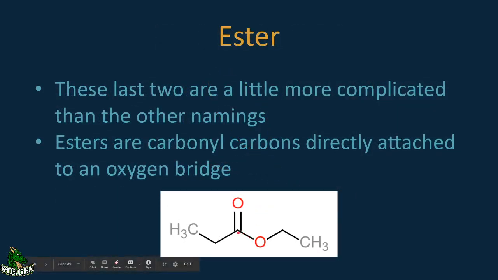Now, if one of those sides is an R group and the other side is an ether and has the oxygen bridge, then we would call that an ester. These last two are a little more complicated on the naming, so we're not going to really worry about the namings for these. Esters are just carbonyl carbons directly attached to an oxygen bridge. It could be on either side. It doesn't matter.